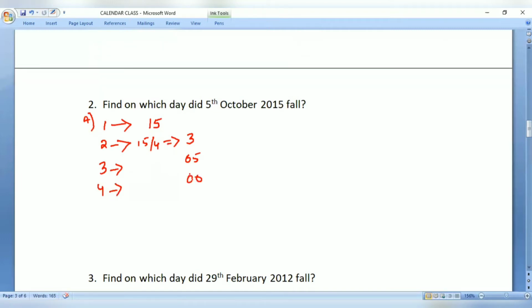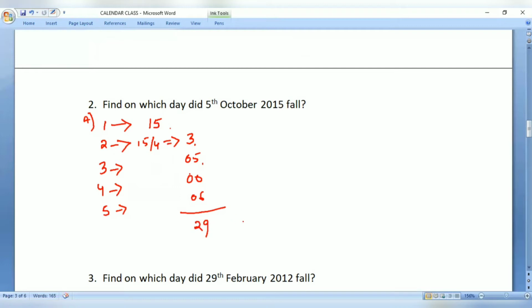Right guys, what is the next one? Take the code for the year. What is the code for the year 2000 to 2099? It is 6, so 06. Now we need to add: 15 plus 3, 18, plus 5, 23, plus 6, it is 29.